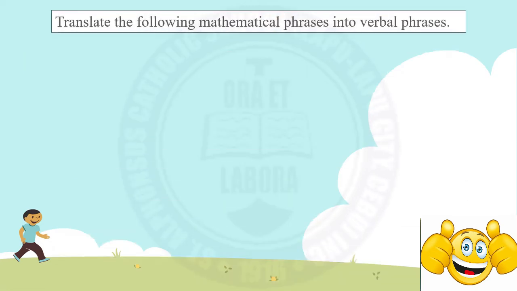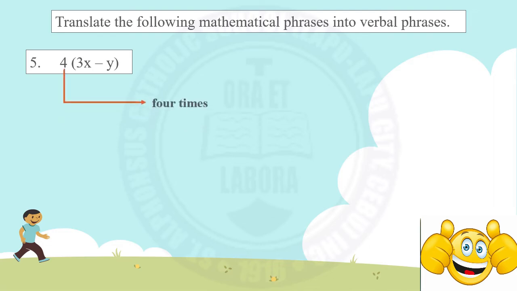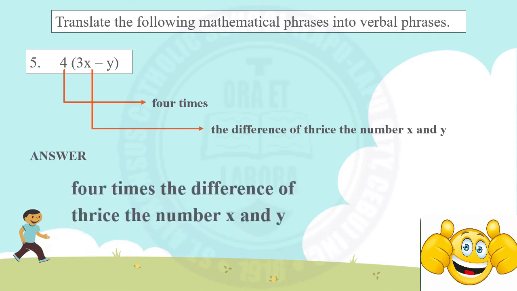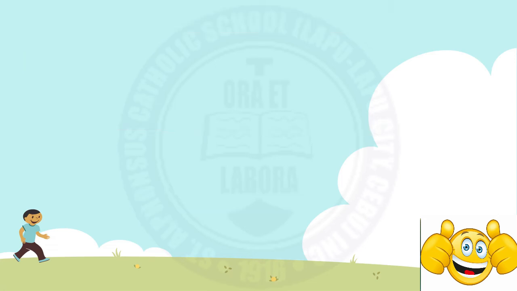Translate the following mathematical phrases into verbal phrase. Number 4, quantity 3x minus 1. In verbal phrase, 4 is known as 4 times because this quantity serves as multiplication. Now, the difference of thrice the number x and 1. And our final answer, 4 times the difference of thrice the number x and 1.